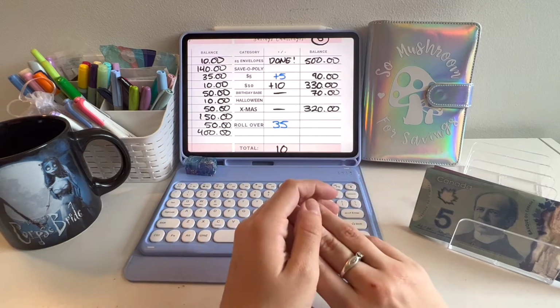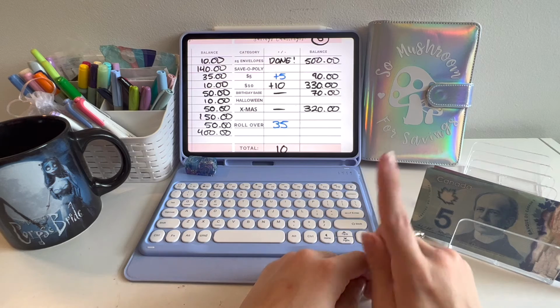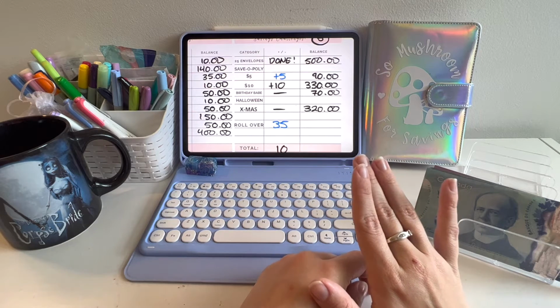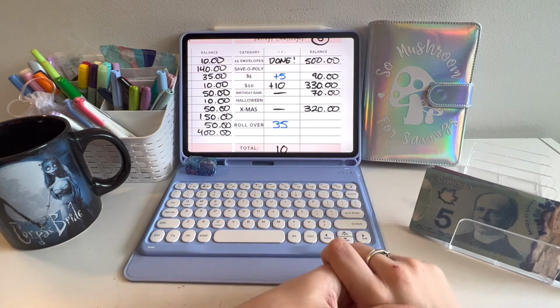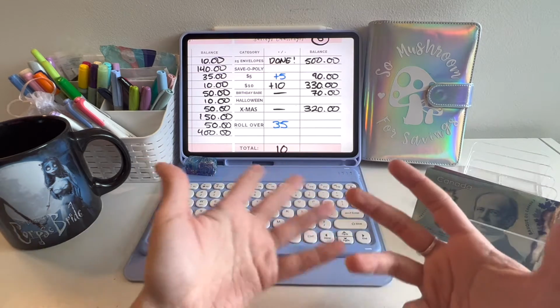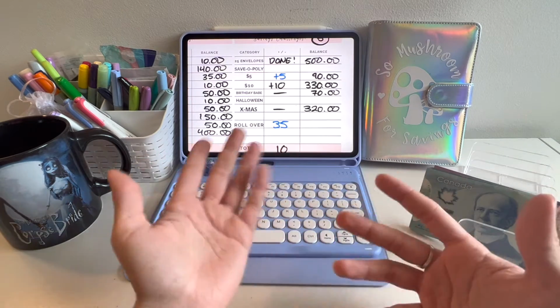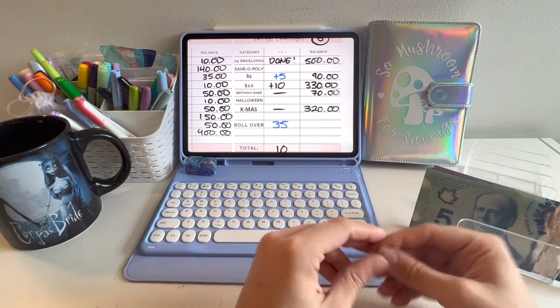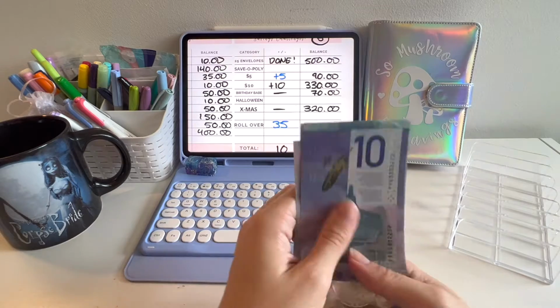Today I'm going to be stuffing my savings challenge binder. I am stuffing $50 towards my savings challenges, which is super exciting. I'm very grateful to be able to even do some savings challenges and have extra money left over for that. Okay, so to get us started, I'm just going to organize this.